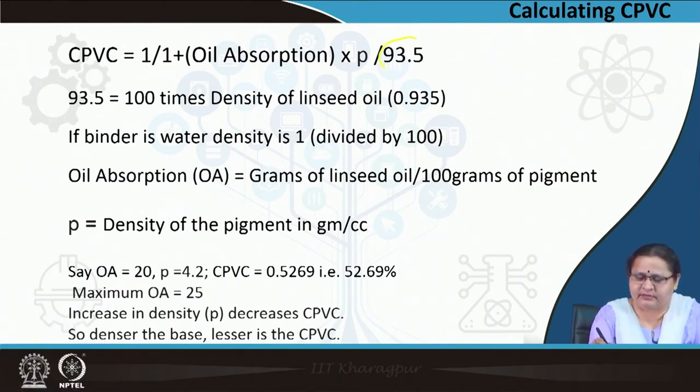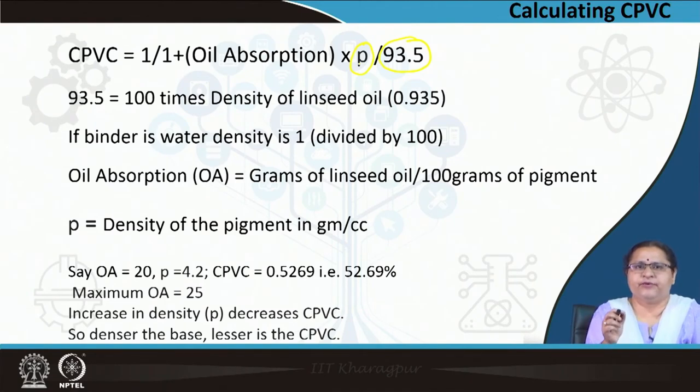So this is 93.5, that is 100 times the density of linseed oil. This is rho, which is the density of the pigment, that is what has been added, the base. Oil absorption is the amount of oil in grams consumed or required for 100 grams of pigment. So you are using 100 grams of pigment, finding the grams of linseed oil required, and then taking the density of the base.